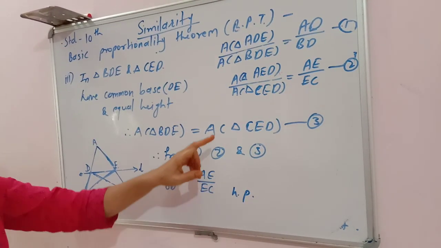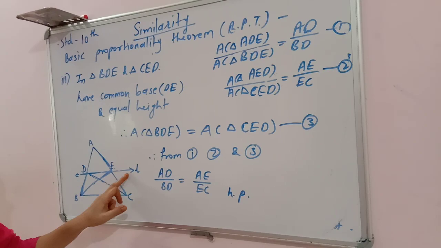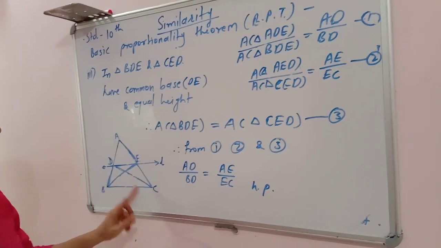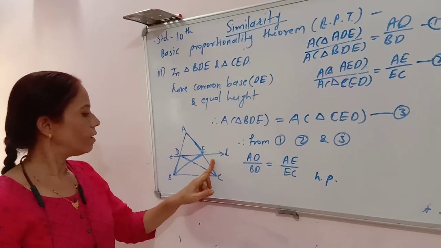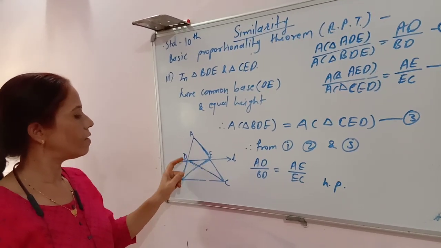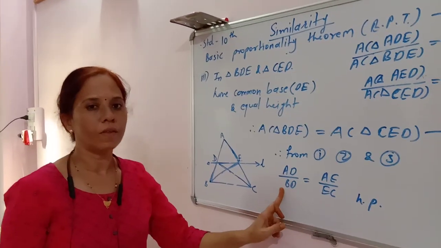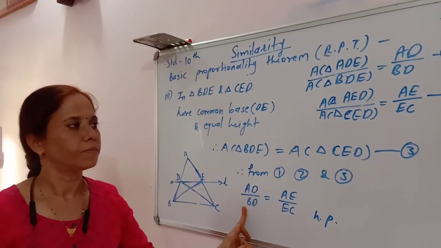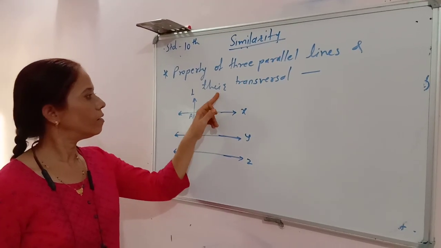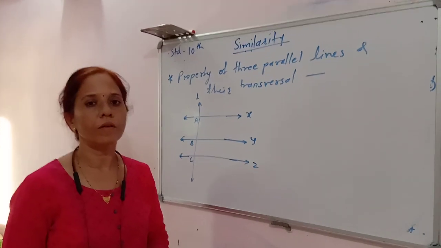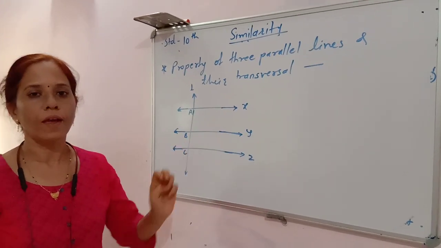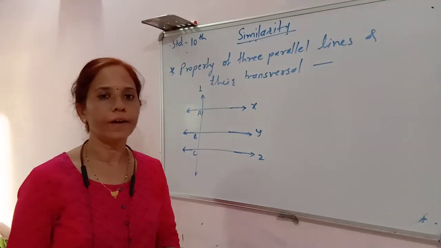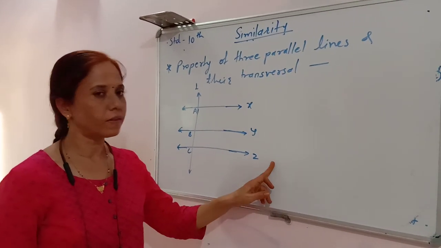So when a line is parallel to the third side of a triangle and it intersects the remaining two sides in two different points, then it intersects those two sides in the same ratio or same proportion. Now, after the basic proportionality theorem, there is another theorem, the property of angle bisector of a triangle, but it will take time. That's why I will take it in the next lecture.